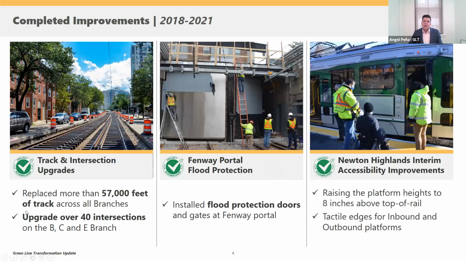Over the past few years, since GLT began in 2018 as a united, holistic approach, we have replaced more than 57,000 feet, or 10 miles, of track across all branches. We have upgraded over 40 intersections on the B, C, and E branches to improve safety and provide a smoother experience for riders, drivers, bicyclists, and pedestrians.